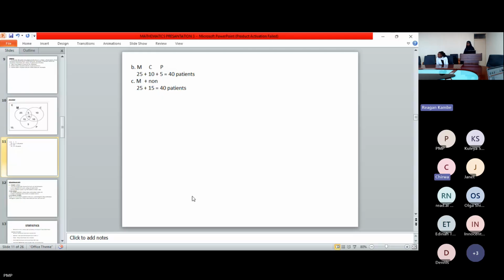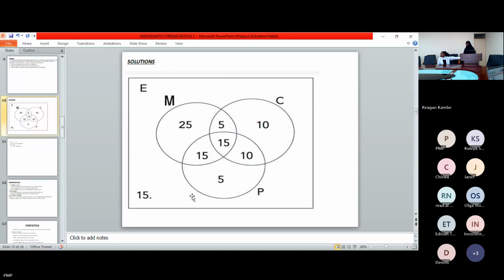Go to the numbers again, like this so many had malaria, this so many had what? Okay, I'll let my colleague explain more.